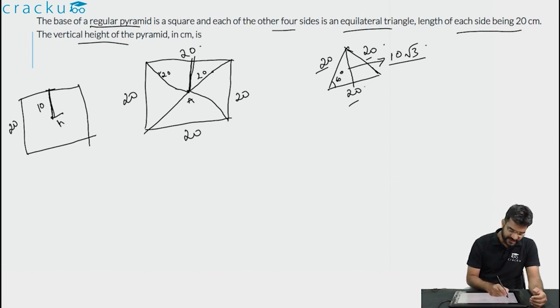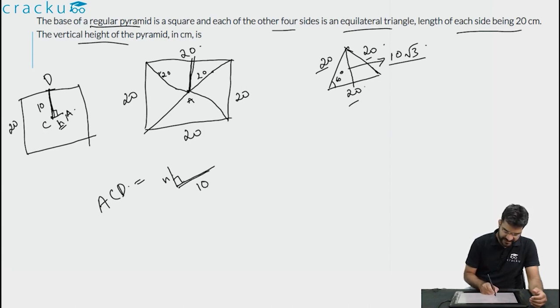Now if you consider the apex as A and the center of the pyramid as C, and the point at which the line meets the side of the square as, say, D, ACD will be a right angle triangle. The height of the right angle triangle is h, as we have just discussed. At the base it will be a right angle over here, and the length of the side along the ground will be 10 centimeters. This is CD.